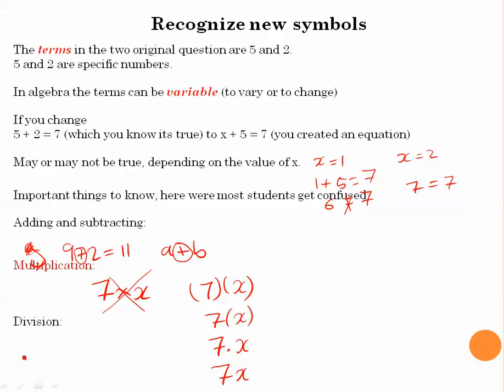In division, it's nothing really changing, it's still the same as basic arithmetic. For example, 9 divided by 3, in algebra would be 9 over 3, or 9 forward slash 3.